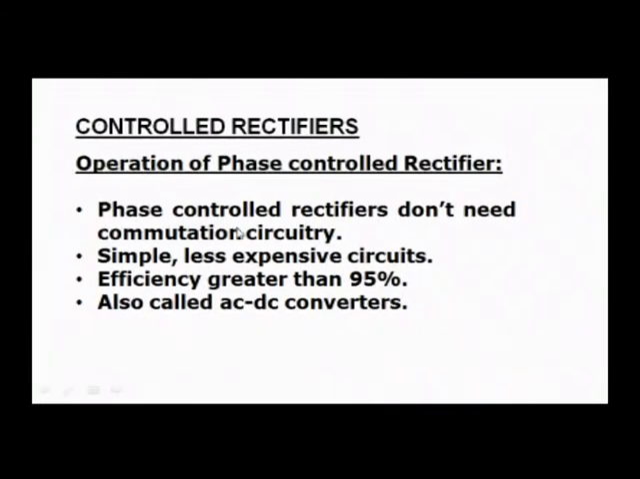Then phase control rectifiers don't need commutation. What do you mean by commutation? Commutation means turning off. So, I don't require any extra circuit to turn off the SCRs. That is because natural or line commutation is going to happen.